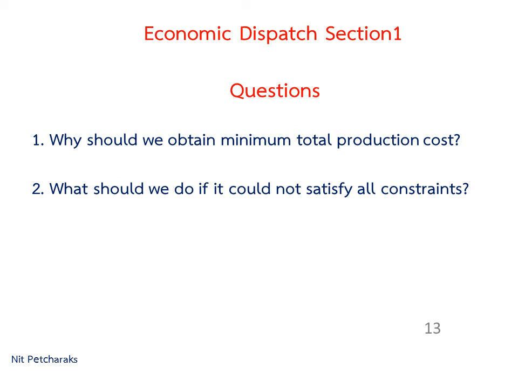What will happen if power plants produce higher than their upper limits? Let's think together. 1, 2, 3. Their efficiency will reduce dramatically, resulting in much more fuel consumption, and consequently reflecting in higher costs and higher pollution emission.